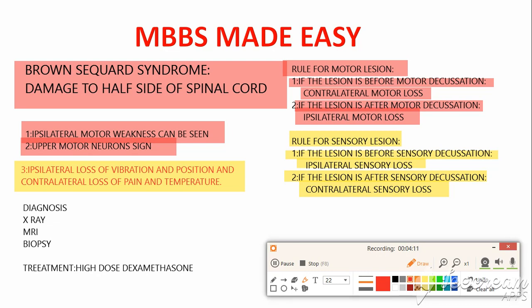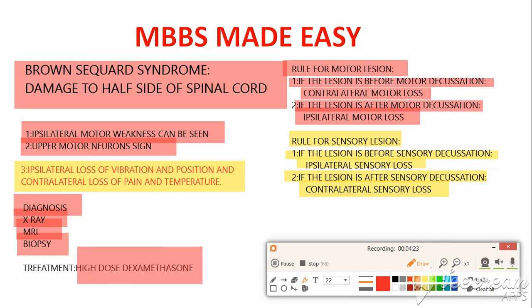Now the diagnosis can be made on the basis of X-ray. Basically, this is the first initial investigation. MRI is the best investigation, and biopsy to rule out tumor. Treatment is high dose dexamethasone, as dexamethasone is anti-inflammatory. It will decrease the inflammation.